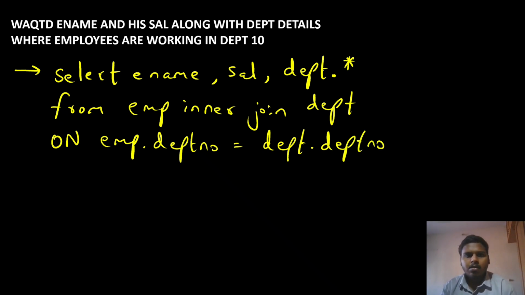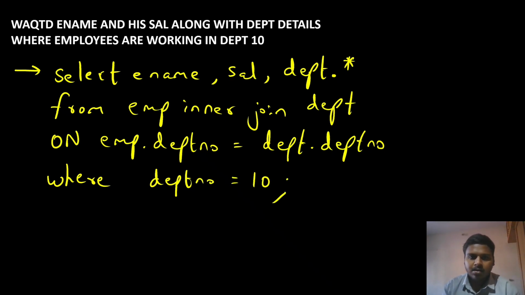Now, what is the condition saying? Employees working in department number 10. So where department number is equal to 10. If you write like this, it will throw an error again. Again, which table's department number should I take, the EMP table or the DPT table? It is not mentioned, so I need to clarify. Take EMP dot department number equal to 10. You can use the in operator or equal to for a single value.